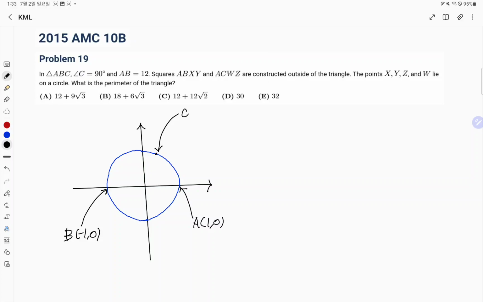And for C's coordinate, I'm going to use an angle with the BC and x-axis. Let's say this angle is theta. In such case, C's coordinates are, because the hypotenuse of this right triangle is 2, 2 cosine theta and 2 sine theta.